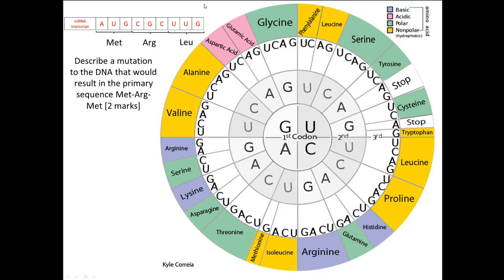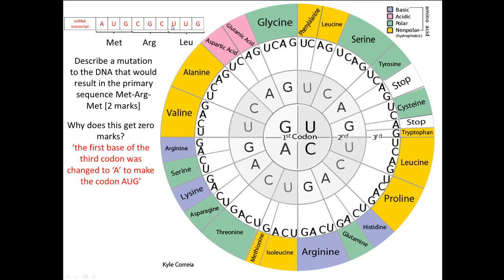So I'm going to keep methionine. We're going to keep arginine, but I'm going to change that to methionine. Well, methionine, so I've already got it. It's AUG. Yeah, so I need to swap the U for an A. Is that it? So why does this get 0 marks? The first base of the third codon, yeah, here it is, was changed to A to make the codon AUG.